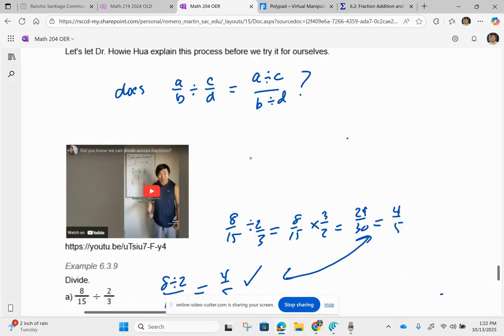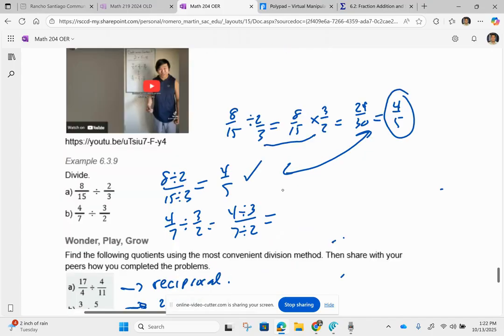So here's a question for you. We have 8/15 divided by 2/3. Well, the normal rule would be to flip the second one and then multiply, get 24/30, which simplifies into 4/5. But the divide across rule, take a look. What's 8 divided by 2? 4. What's 15 divided by 3? 5. 4/5. Got it. It worked.